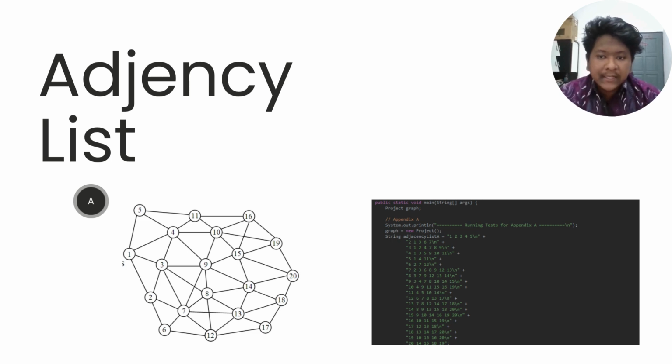So for the agency list, we did the agency list ourselves manually, and we put the result in the main function. As you can see in the example, we did the agency list for appendix A and just put it in the code.